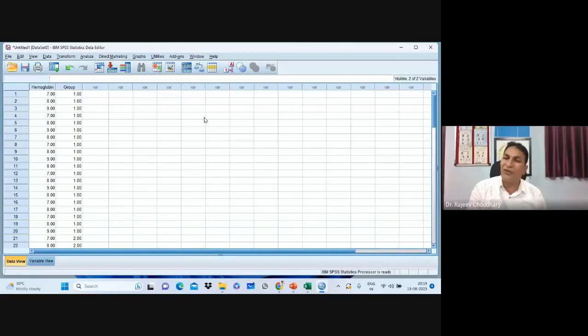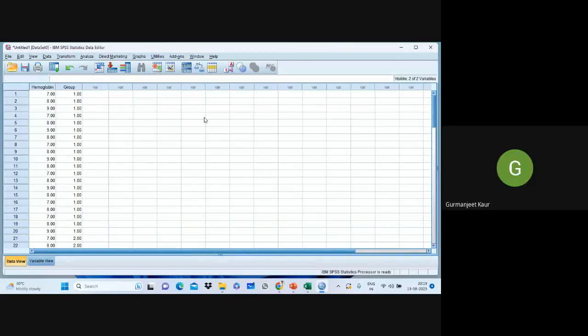The parallel non-parametric technique of the independent t-test is known as the Mann-Whitney U-test. So how many times do you have to apply the Mann-Whitney U-test in this example? 3 times. It means we cannot compare together. One by one we have to apply.